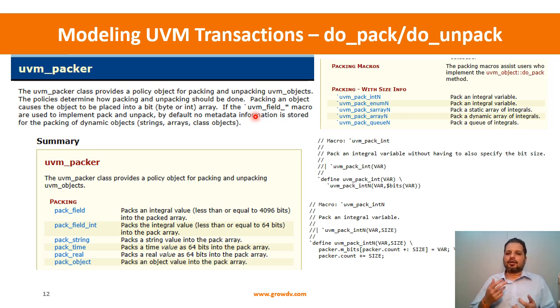I can automatically get do pack, do unpack, do compare, and do print, all of them once I define field macros. Because ultimately, if you look at it from a big picture point of view, in all these functions we are providing our fields, and then they are doing some simple operation on those fields. So what UVM has done is that if you want to populate all of them, you just define field macros on all your fields, and then it will automatically generate those functions for you.